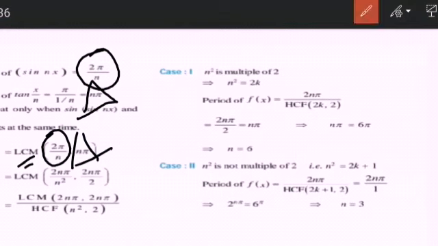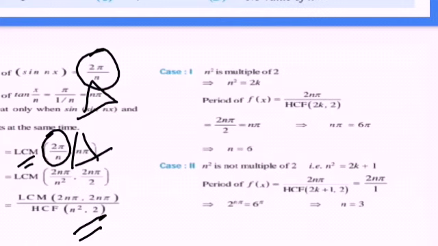But the problem that arises here is that n square can be anything. N square may or may not be a multiple of 2, and we have to take the HCF over here. So for the HCF you have to mind this point. This is the important point to be noted. It may be a multiple of 2 or may not be a multiple of 2. So we have two cases.